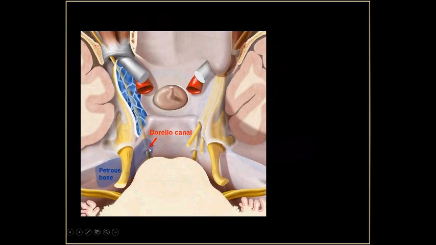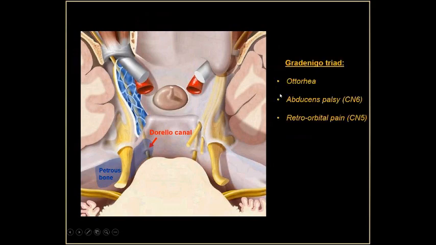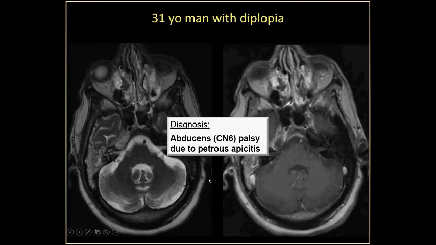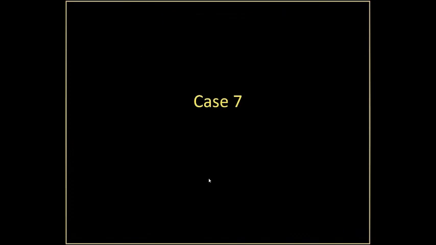Now, when that happens, in addition to a couple other things, abducens nerve palsy and retroorbital pain and otorrhea, that's called the Gradenigo triad. And otorrhea occurs because of mastoiditis and drainage. Abducens nerve palsy occurs due to extension to the Dorello's canal, and retroorbital pain is because of involvement of the trigeminal nerve. So this was a case of abducens nerve palsy due to petrous apicitis. So Gradenigo triad is kind of an Aunt Minnie to remember. Okay, so let's move on to our next case.